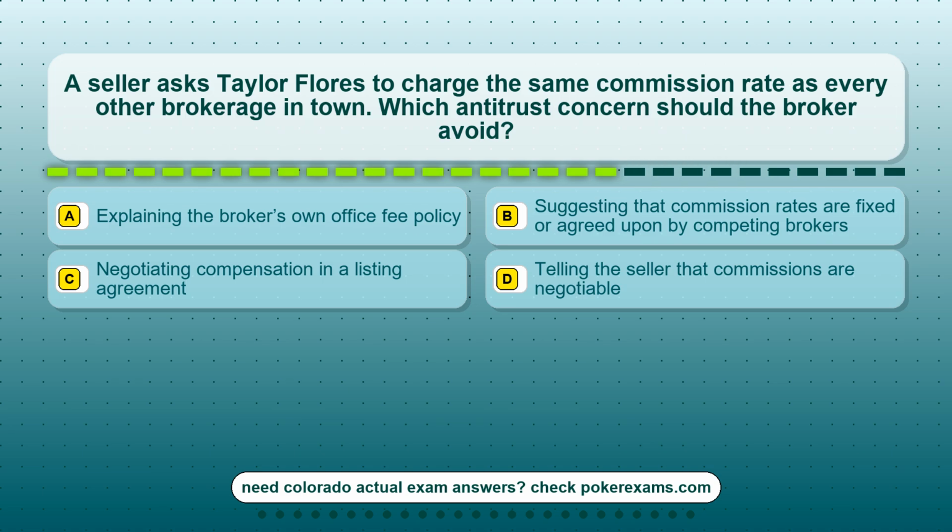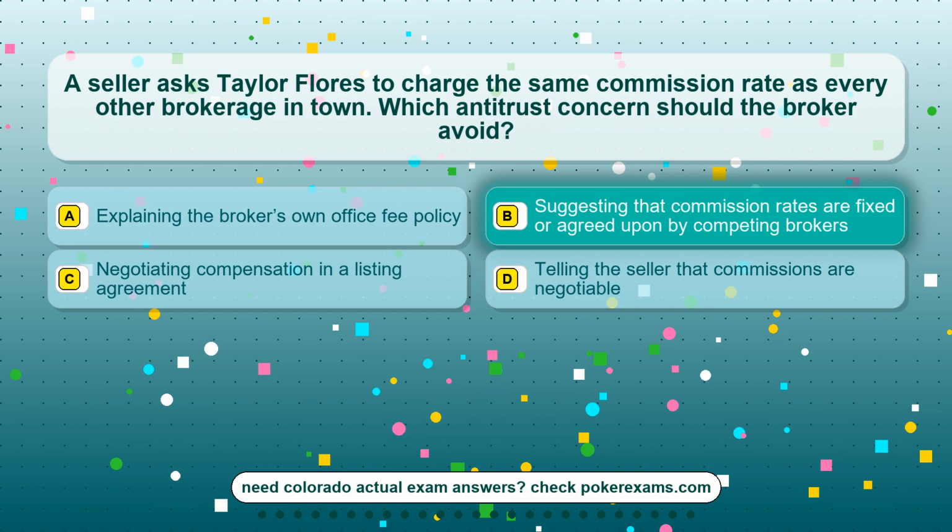Question 11. A seller asks Taylor Florist to charge the same commission rate as every other brokerage in town. Which antitrust concern should the broker avoid? Option A. Explaining the broker's own office fee policy. Option B. Suggesting that commission rates are fixed or agreed upon by competing brokers. Option C. Negotiating compensation in a listing agreement. Option D. Telling the seller that commissions are negotiable.